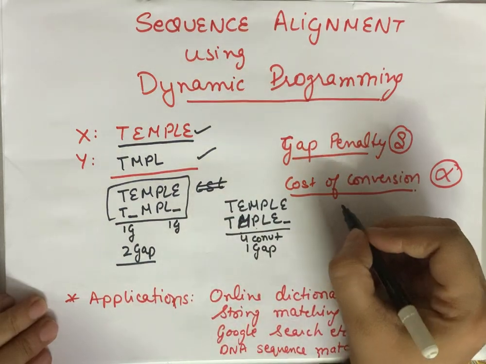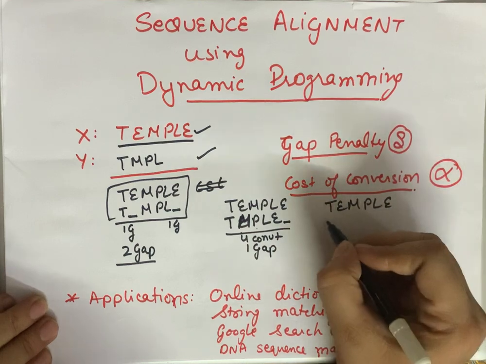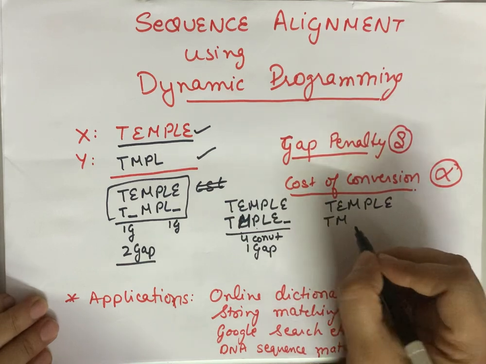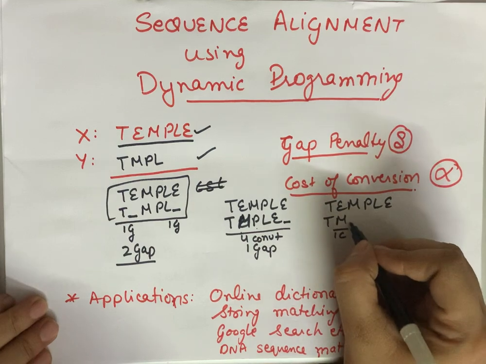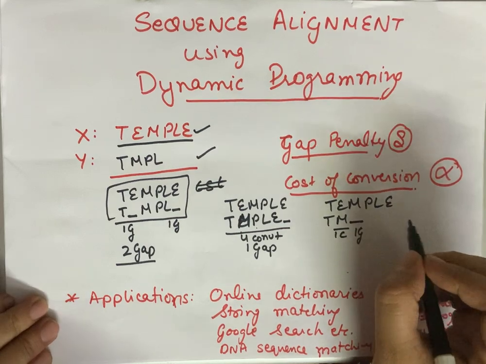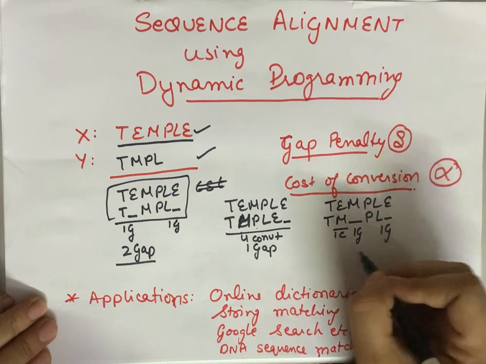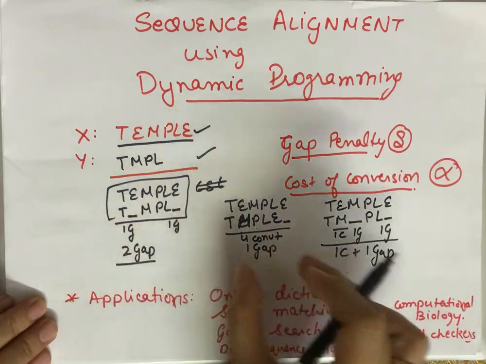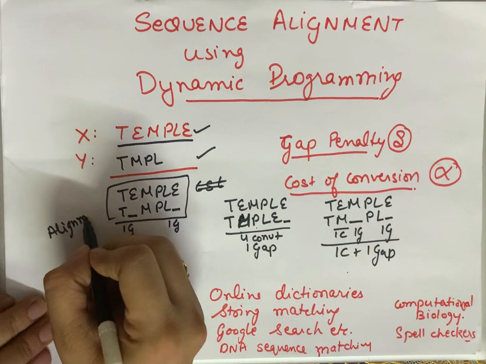There is one other way of doing this. There are many other ways, I am just telling you the possible alignments are a lot. Suppose I am trying to align T with T. So E is converted to M, so one conversion. Then I have a gap, so there is one gap. Then P is written as it is, L is written as it is, and I have another gap. So the cost here is one conversion plus one gap. What we are trying to do is find the alignment with minimum cost.